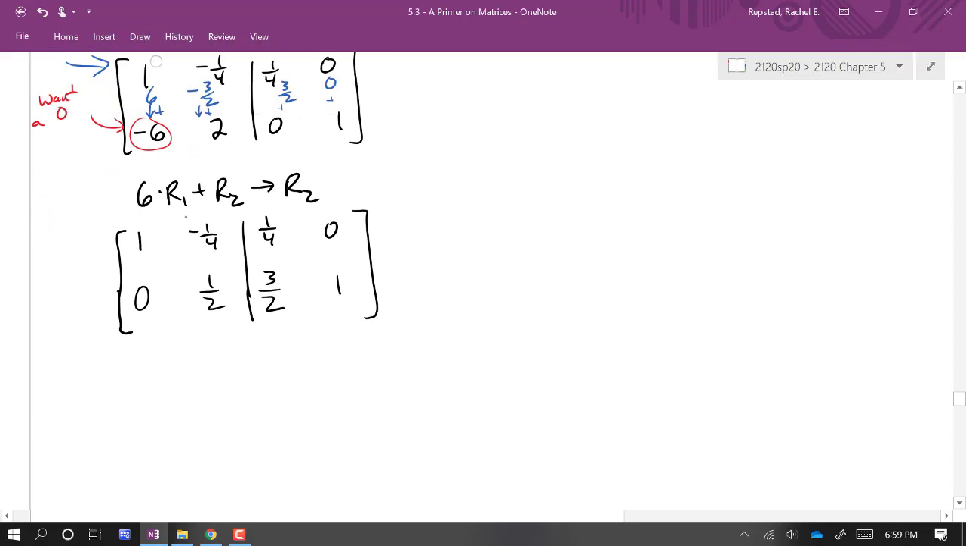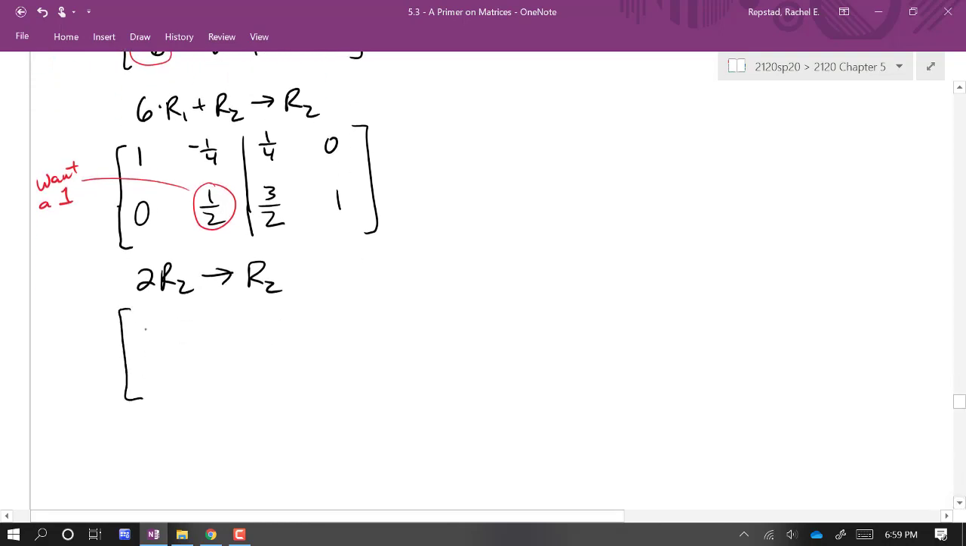Okay, next, we want a 0. Or sorry, we want a 1 in that location. And I'm going to get it by just multiplying through by the reciprocal. Let's multiply row 2 by 2, put the result into row 2. Row 1 is unchanged in this process. Row 2 becomes 0. If I zap everything with a 2, 1/2 times 2 is 1, 3/2 times 2 is 3, 2 times 1 is 2.